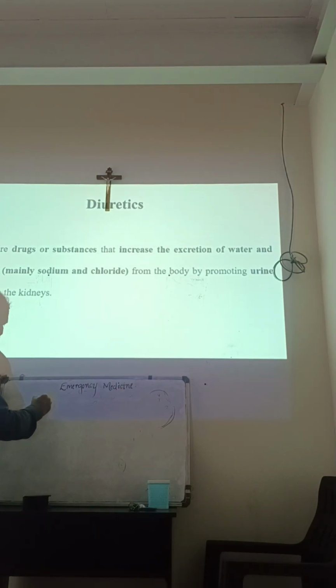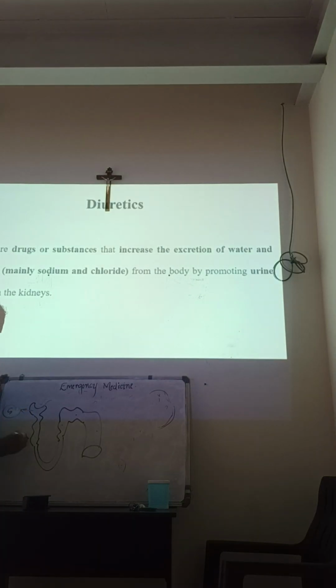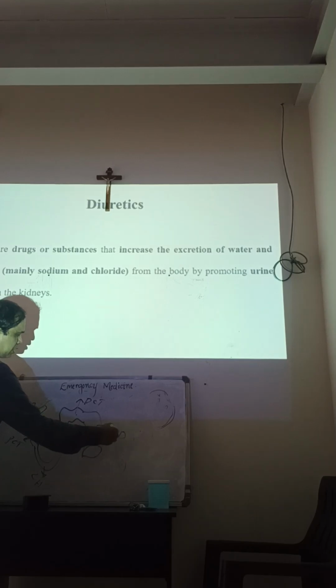Now, if you see the nephron, I'll draw it like this. This is the glomerulus, PCT, loop of Henle. This is your DCT and collecting duct. This is your glomerulus, proximal tubule, loop of Henle, thin descending, thin ascending. These are thick. So this is the DCT, that's the collecting duct.